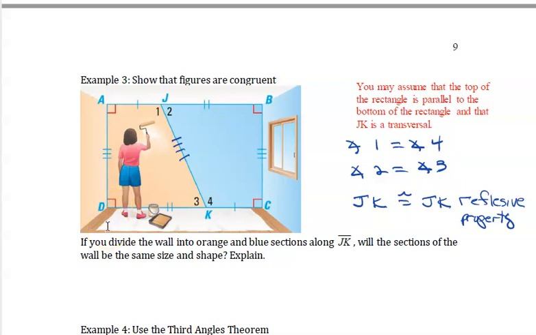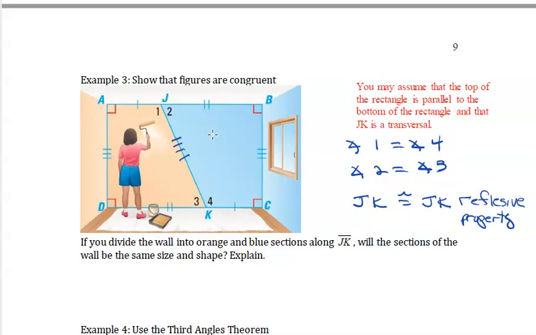What about my sides? Could I say my sides are equal? Well, this one equals this one equals this one by virtue of the hash marks, this one equals this one, and guess what? This side is in common to both, so I just put 4 hash marks there, and by the reflexive property, JK equals JK, so therefore I can say that these two shapes are congruent because I have identified all angles being congruent and all sides being congruent.